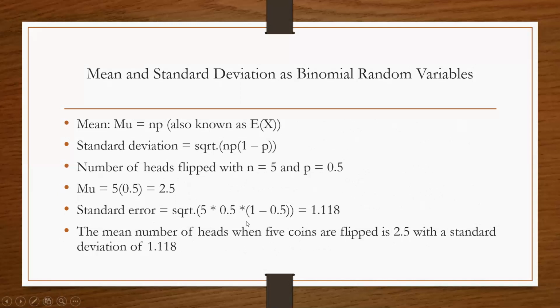So the way to conclude this is the mean number of heads when 5 coins are flipped is 2.5 with a standard deviation of 1.18.